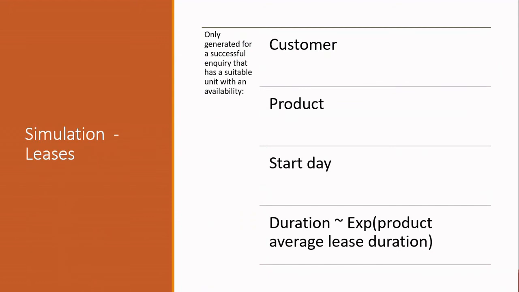For each successful inquiry, we search our list of products to find the smallest unit that can fit the requested storage size and has at least one unit available. If we find a match, we create a lease starting on the current day, where the duration in days is drawn from an exponential distribution, whose average lease duration is specific to the product that we matched with.